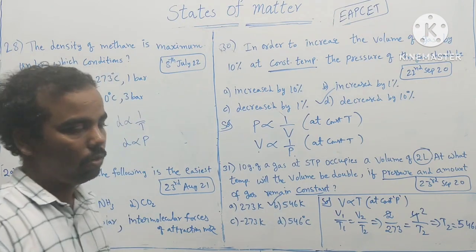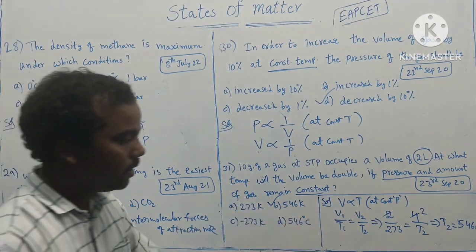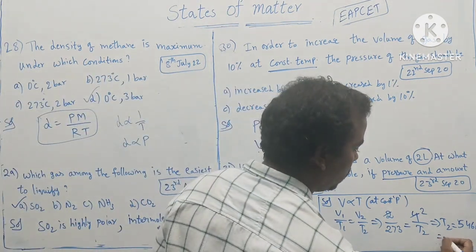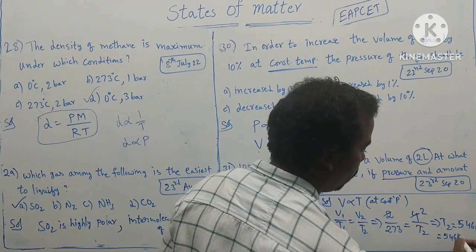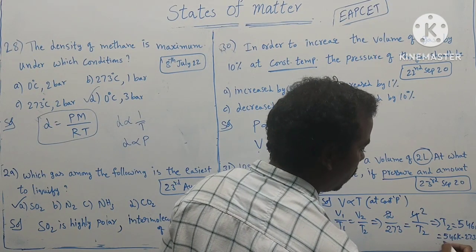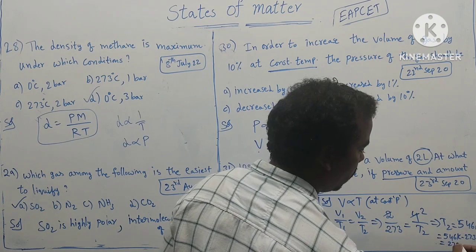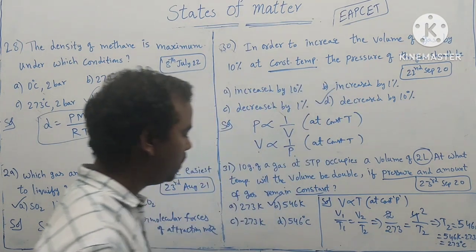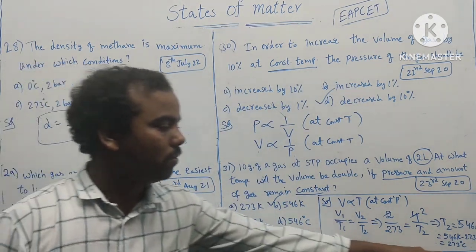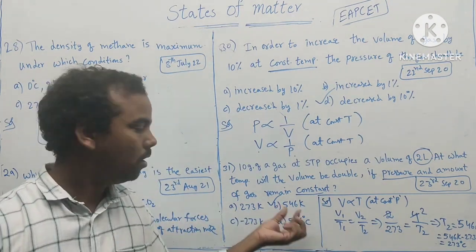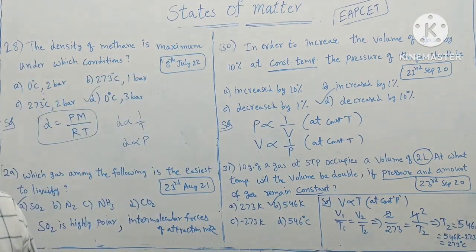So B. If it is in degree centigrade, 546 kelvin minus 273, that is equal to 273 degrees centigrade. If degree centigrade is given, the answer is 273 degrees centigrade. But kelvins are given, so answer 546 kelvins. Not this one.